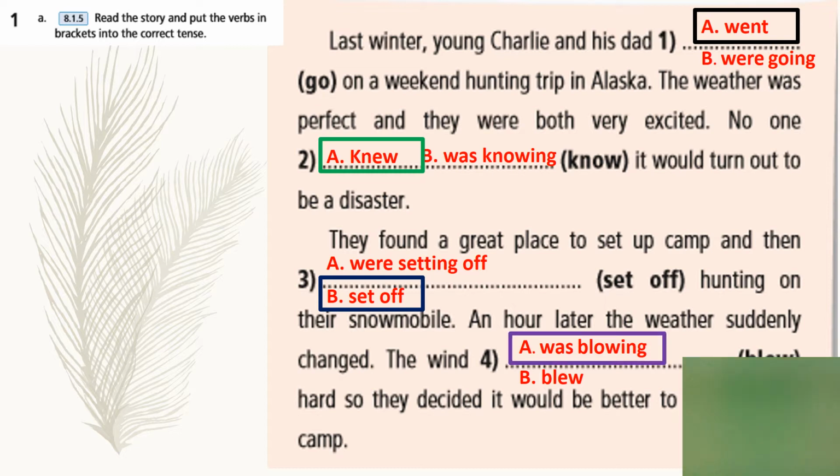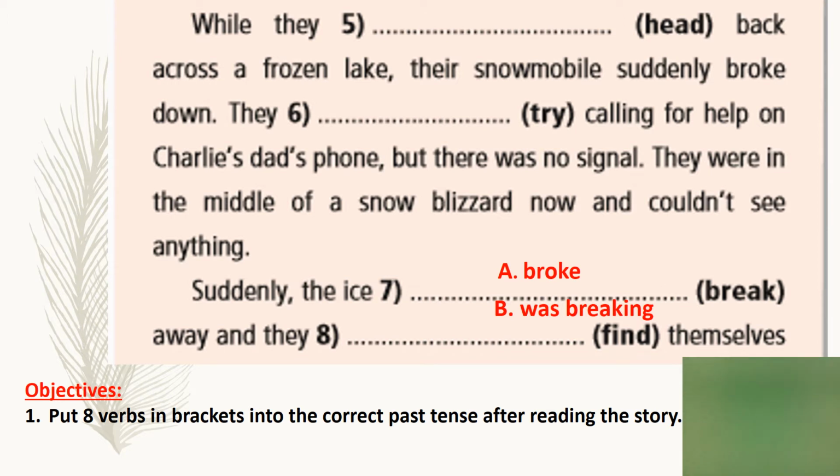So they decided it would be better to head back to camp. Now we have the word, sorry, we have while. I reminded my students that whenever we have the word while, which expresses time, we need to automatically think about the past continuous, which is was or were plus verb plus ing. Of course, we can say they were heading back across a frozen lake.